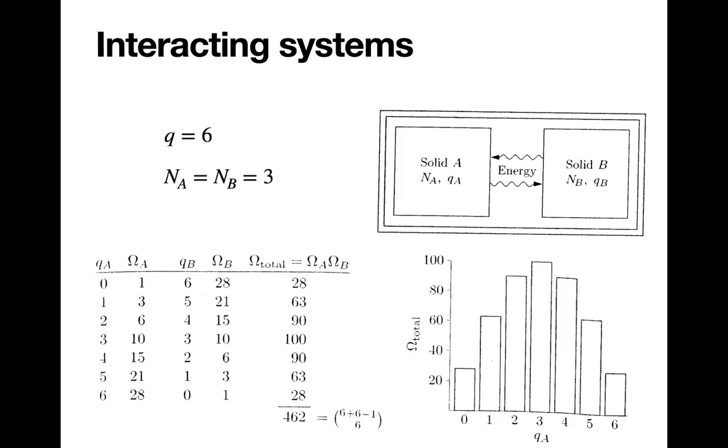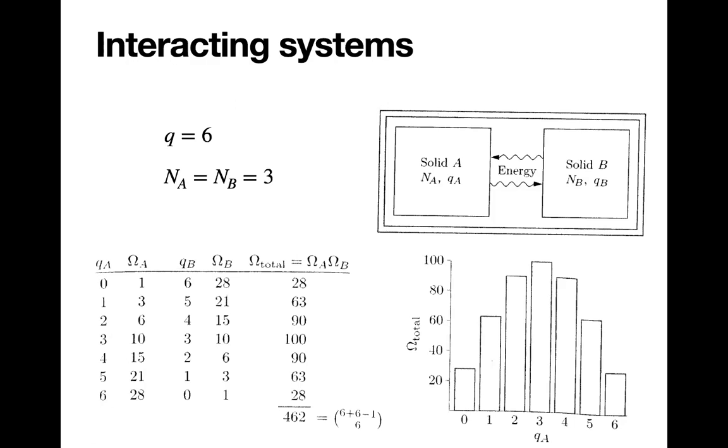So now let's look at interacting systems rather than just a single solid. What if we had 2 different solids that can exchange energy between each other? Well, in that case, in this really simple one, we've got 6 units of energy, and each of our solids has 3 different oscillators in it.